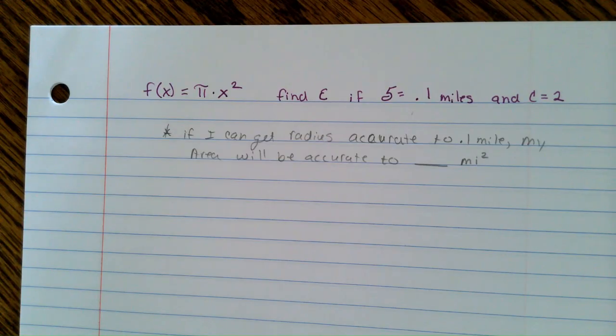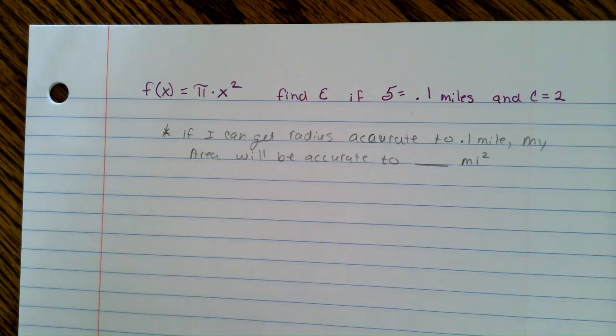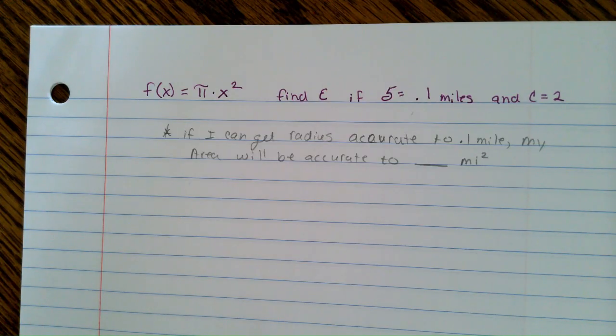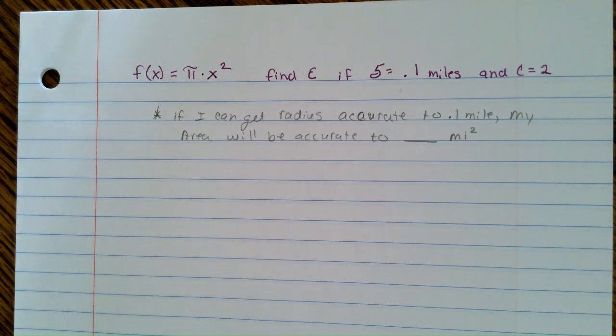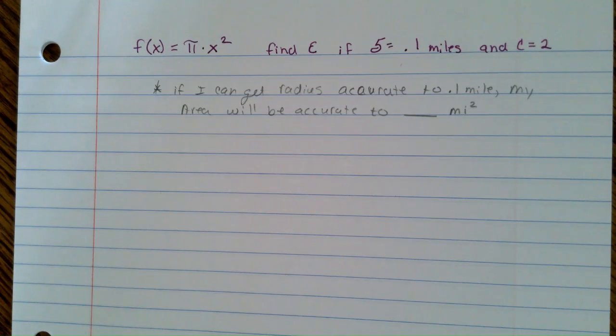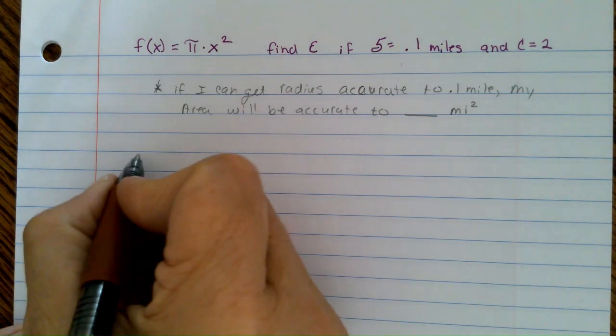Okay, so we know how accurate we measured the radius. How accurate is that going to translate to our actual area? Maybe you're measuring an oil spill or who knows what. Okay, and so right now it's at 2 miles. And I'm going to go further into this as well. Okay, before we do it using delta epsilon, let's just go ahead and look.